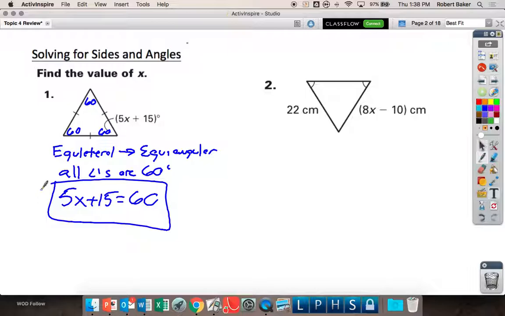Okay? So this is how it's going to look today. We're discussing it was equilateral, so it can be equiangular, so all the angles are 60 degrees. That is how I generate this equation. But what about number 2?